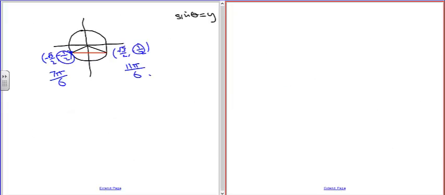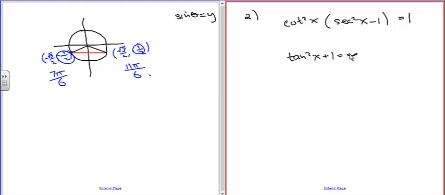Okay, moving on here. Number 2. So you had the cotangent squared of x times secant squared of x minus 1. And we always said that if you have stuff with squares and you're adding or subtracting 1, then probably one of the Pythagorean identities would work. And the one involving secant is, if you look at your sheet, the tangent squared of x plus 1 equals secant squared of x.